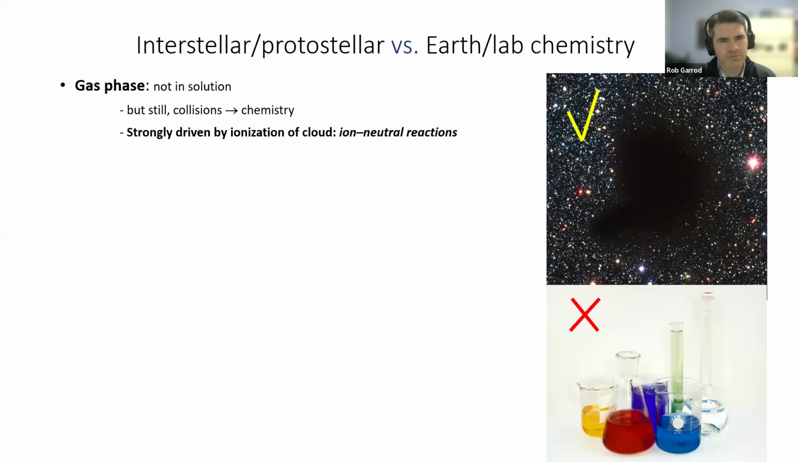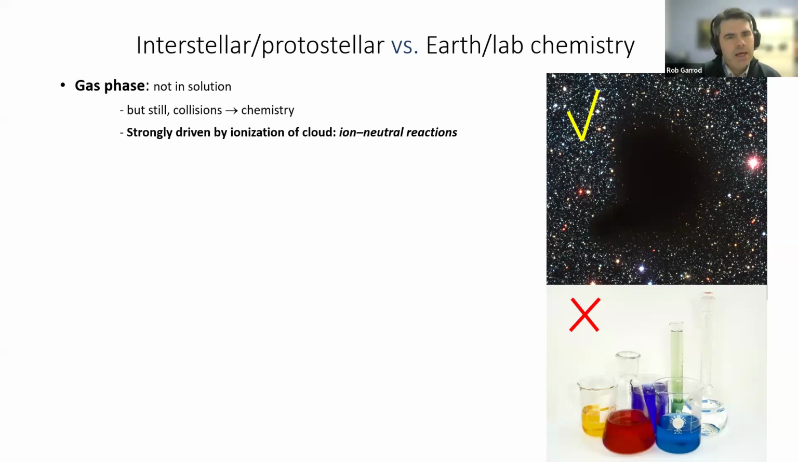All these processes we'll talk about over the next hour take place in the gas, but it's still collisions that drive the chemistry. So we can still think of chemical rates as being driven by rates of collision, and that's the starting point if we're taking a theoretical point of view of how fast the chemistry takes place.